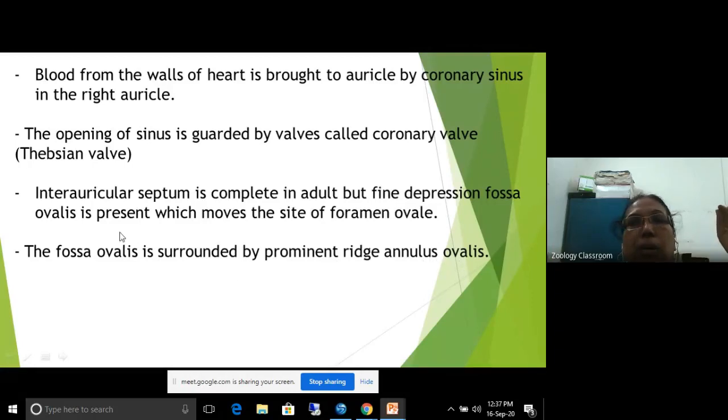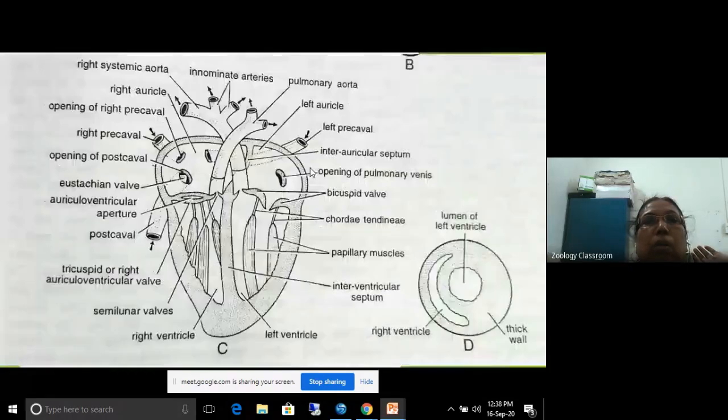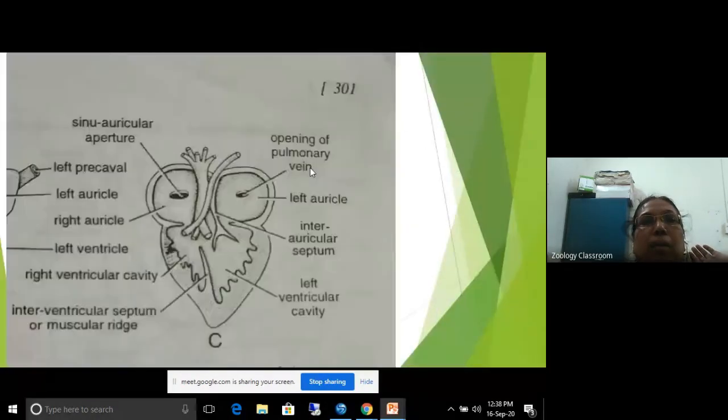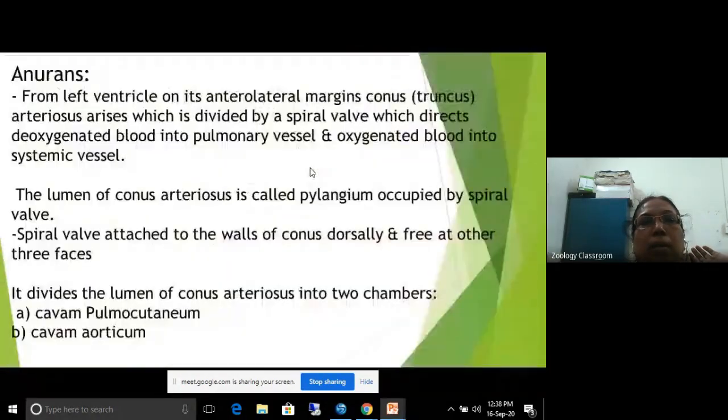So these are the questions asked in MCQs. The interauricular septum is complete; the depression is called the fossa ovalis, and what it marks is the foramen ovale. Then the valve of the coronary sinus is called the Thebesian valve. These are the types of questions asked in MCQs. So I can repeat this again. First one.